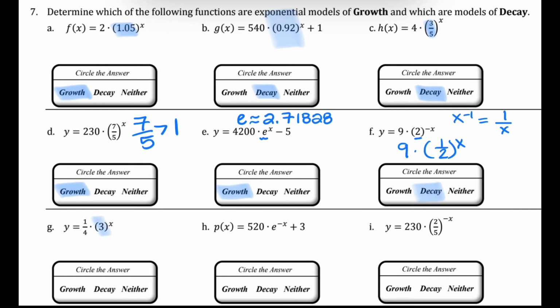On G, my growth factor is 3, so this is growth. On H, I have e to the negative x, so if I rewrote this, this would be 1 over e to the positive x plus 3. So that's going to make this decay. And then lastly on I, the negative x means that the fraction must flip, so this would be 230 times 5/2 all raised to the x. So 5/2 is greater than 1, so this would be exponential growth.